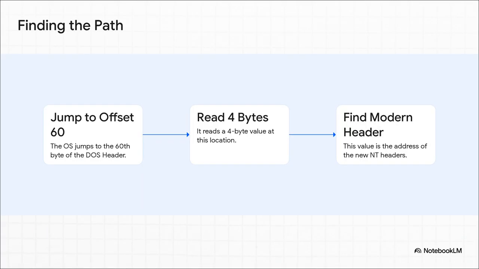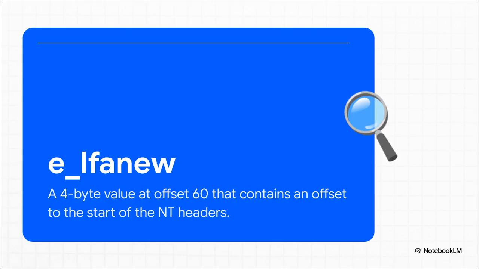After the OS confirms that MZ signature, it jumps to a very specific location, the 60th byte of that header. Right there, it reads a 4-byte number, and that number is basically a GPS coordinate. It's the precise address telling it exactly where the real, modern program header begins. This little pointer has a name, of course. It's called e_lfanew. It's the last important piece of this old DOS header. It's a 4-byte value sitting at that 60-byte mark, whose only job is to be the bridge between the old world and the new, pointing to the modern NT headers where all the real program info is stored.